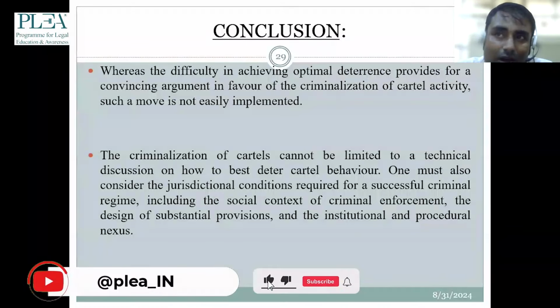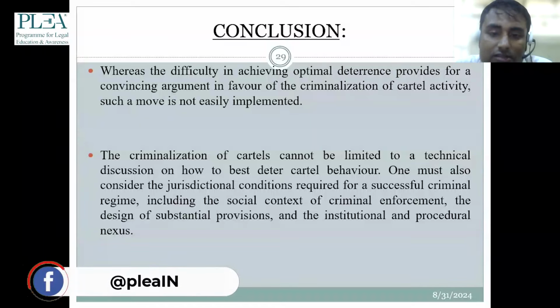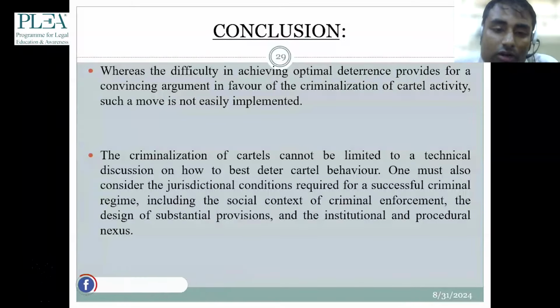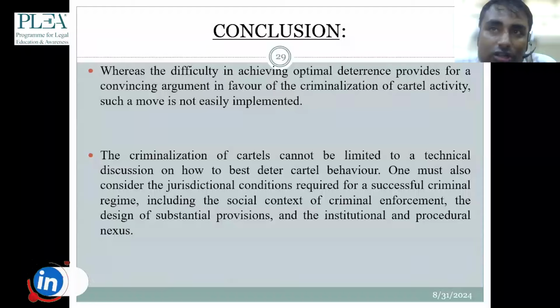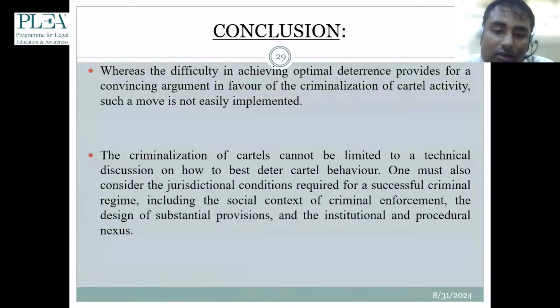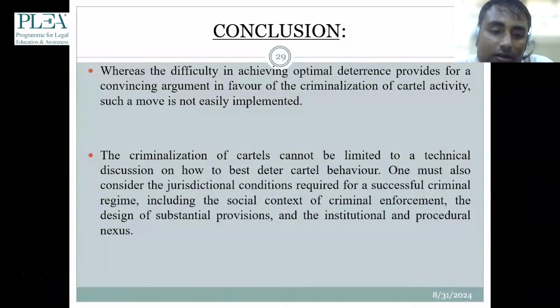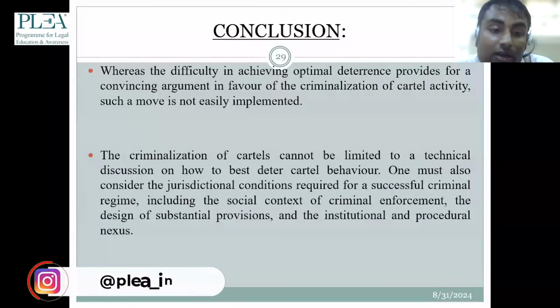But earlier this scenario was not there. Now when crypto starts, foreign crypto will also come to India. So you have to maintain the competition market, and the chances of violation are more. So you cannot restrict it only to the jurisdictional boundary. Jurisdictional conditions were already broken many days back. Now jurisdictional conditions are required for a successful criminal regime. Now, how to implement the criminal law?